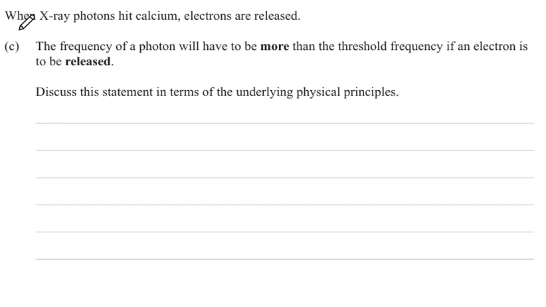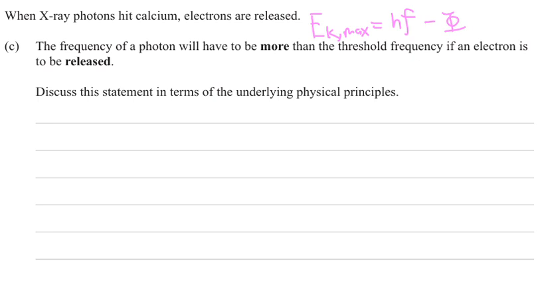The prerequisite is here. When X-ray photons hit calcium, electrons are released. This is my favorite part, one of my favorite parts about it. It's about the mechanism behind a phenomenon, behind a kind of concept, right? Now, to analyze it, we have this: EK max is going to be hf minus phi.